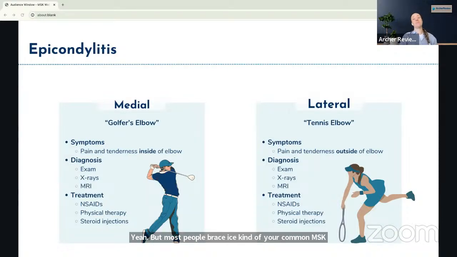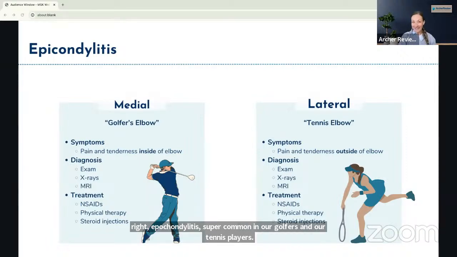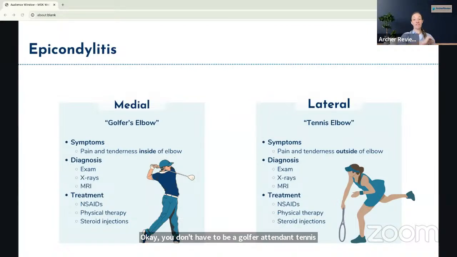All right, epicondylitis, super common in our golfers and our tennis players, okay? You don't have to be a golfer or tennis player to get the epicondylitis, but let's just think of inflammation from our forearm muscle that extends, so that tendon that connects the muscle to the epicondyles of our elbow, those tendons get swollen, okay? So when we think of the golfer elbow or the medial epicondyle, then what we're really thinking about is like the tendinitis that's caused from repetitive motion. And it's really on the inside of the elbow when the arm is moving inward, okay?